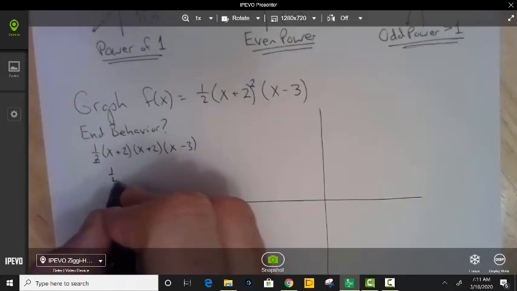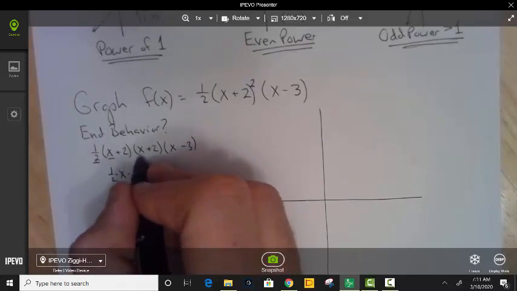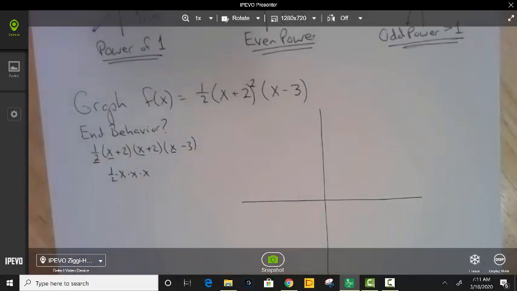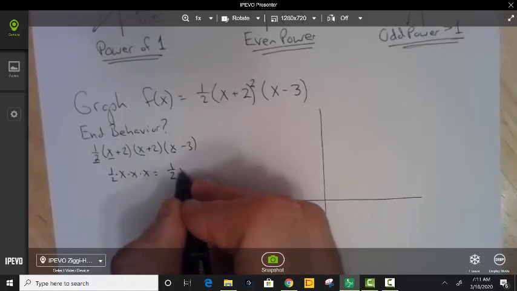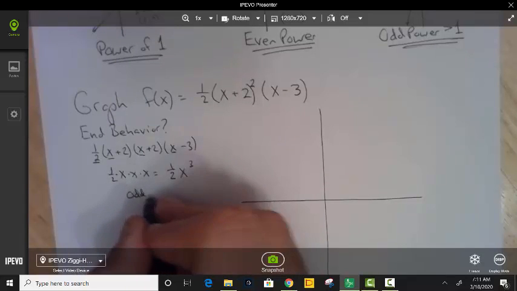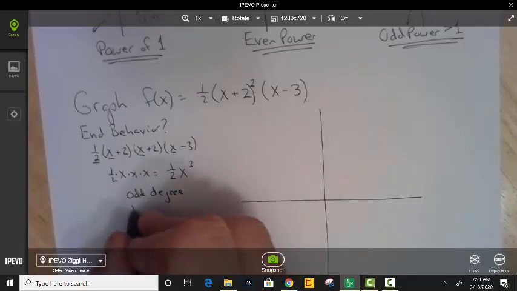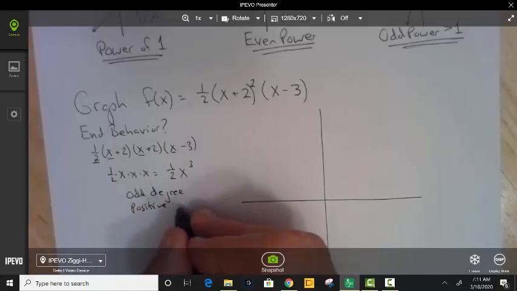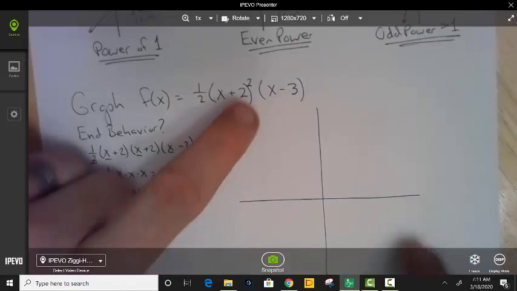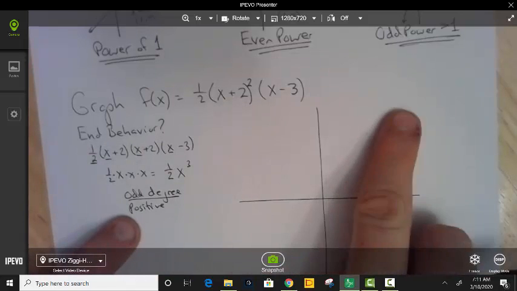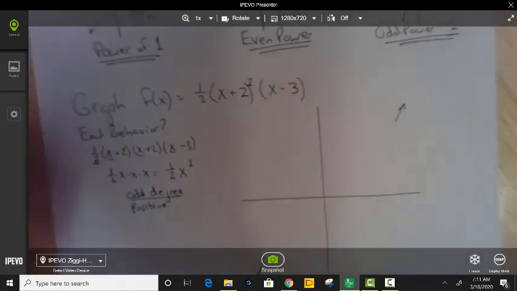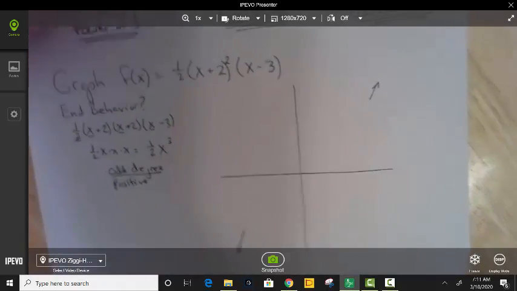So we're going to just do 1/2 times x times x times x. We're going to multiply by the leading term in each factor. And when we do that, we get 1/2 x to the third. And so what we see is we have an odd degree and we have a positive leading coefficient. Okay, so odd degree means the two ends are doing opposite. So one's pointing up, one's pointing down. And positive means the graph is traveling uphill. So we know that the two ends of our graph have to look like this.